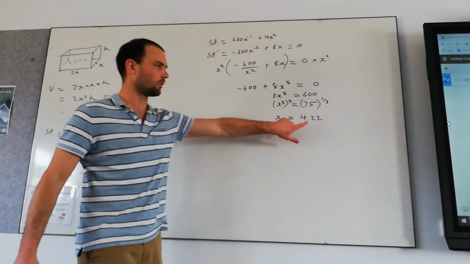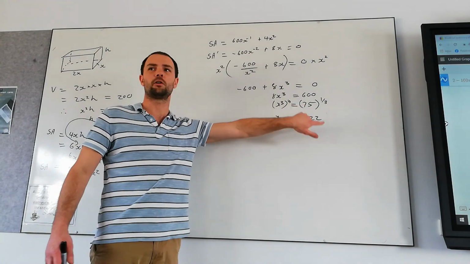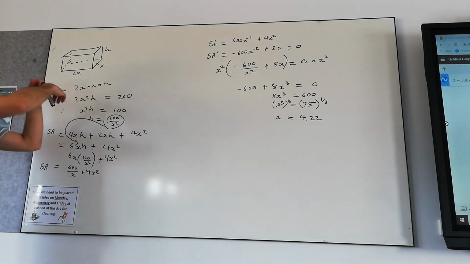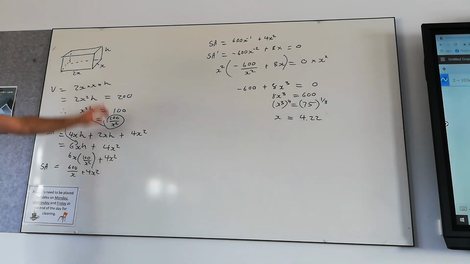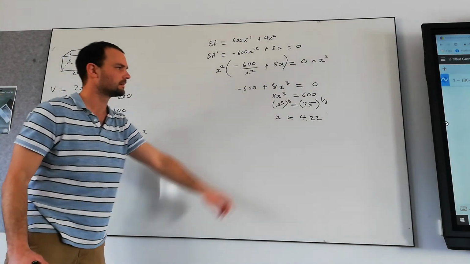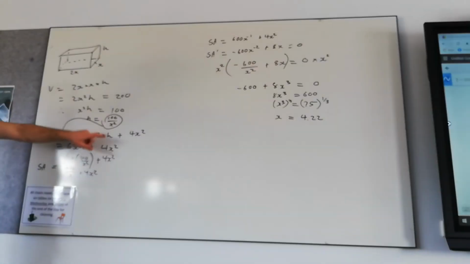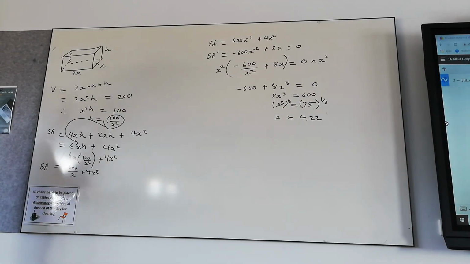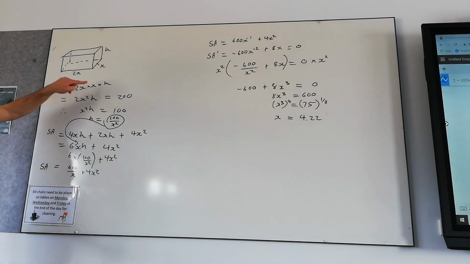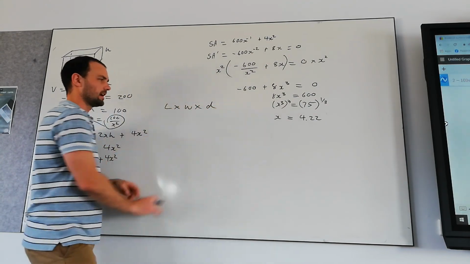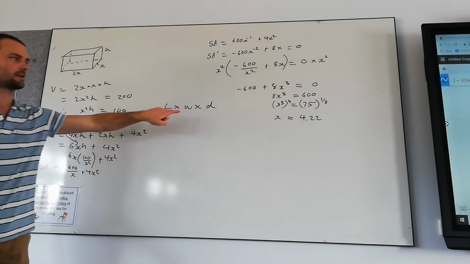Obviously I didn't finish this one, but you've got the x value. Then it gets you to say, what are the dimensions of the box? What's the volume of the box? You can figure all that out because you've got the value of x. You can figure out what h is because h is 100 divided by x squared. So you've got all those dimensions. Now just in terms of dimensions, dimensions would be length times width times depth. So if it asks for the dimensions, that's the statement you would need to make.